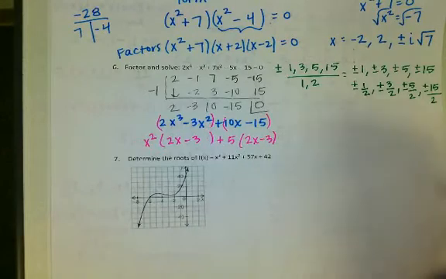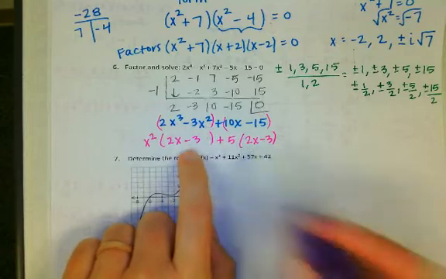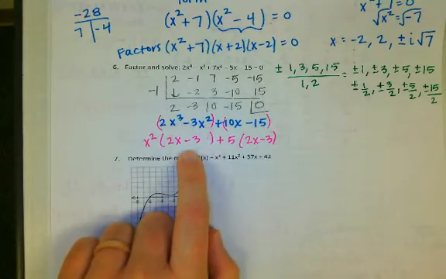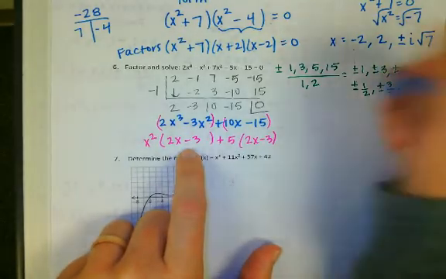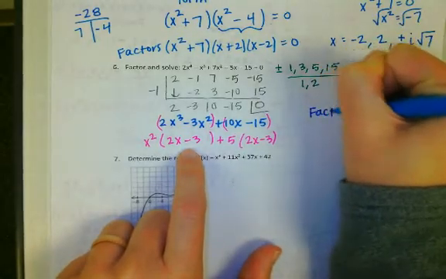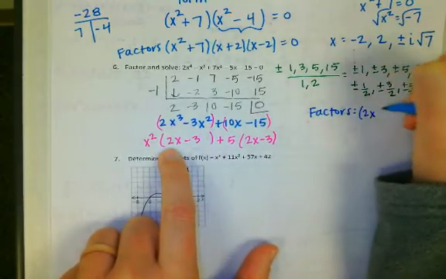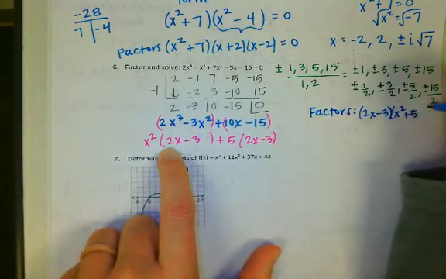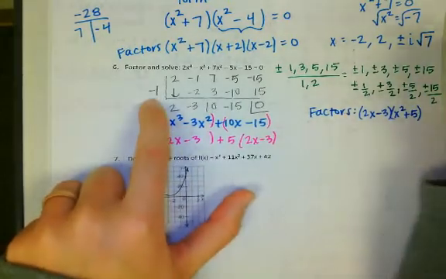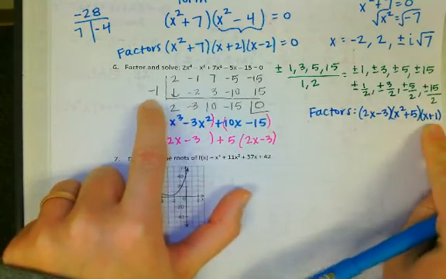Now, you could do synthetic again, but you'd probably be working on it for a long time because of the solutions that we're about to write. So let's summarize what all we got. Our factors, we have 2x minus 3, x squared plus 5, and then the negative 1 is x plus 1.